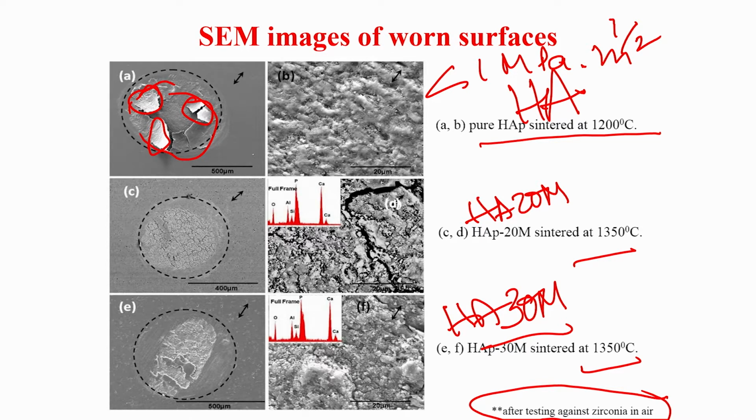The second observation is that after testing with hydroxyapatite 20% alumina, you can see that a large region of the wear surface is fully covered with the tribochemical oxide layer. And if you look at this particular region a little bit closely, you will see that there are wear debris particles which are being entrapped on this particular wear surface.